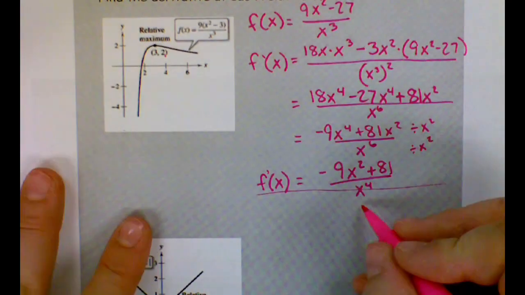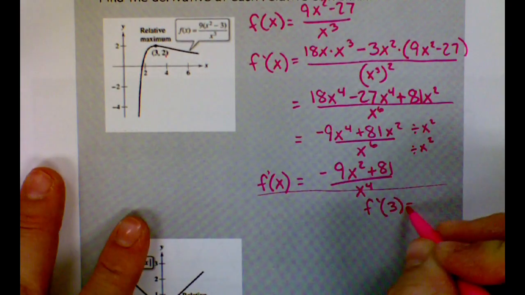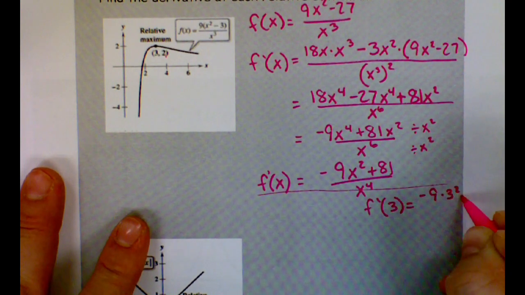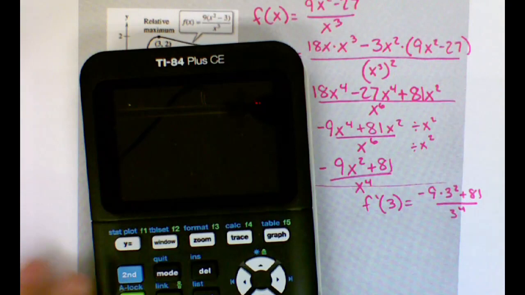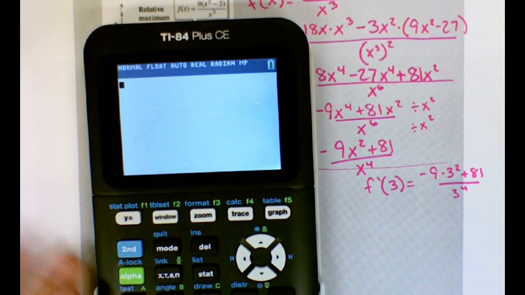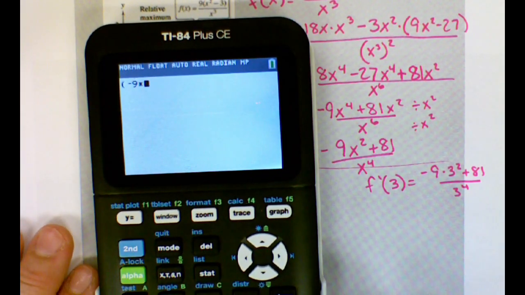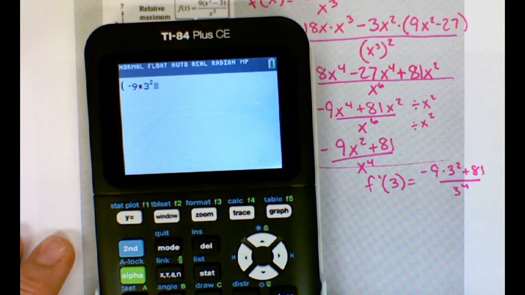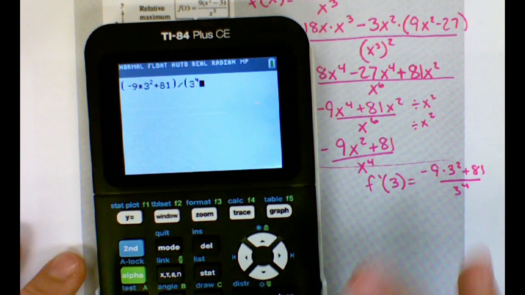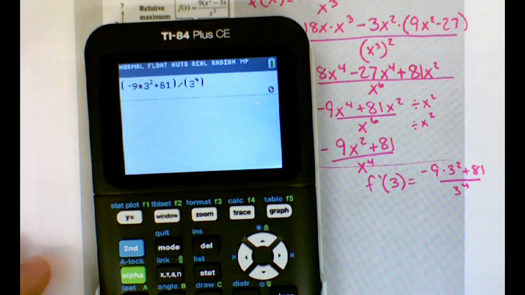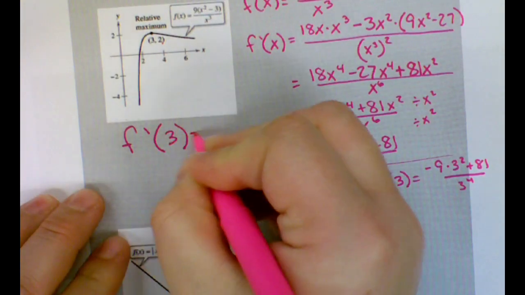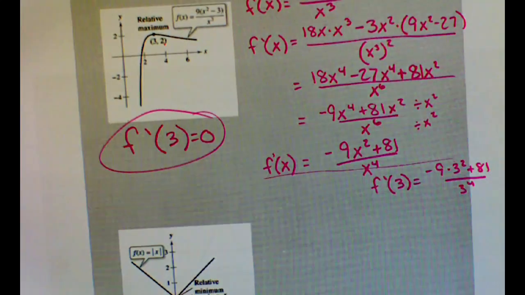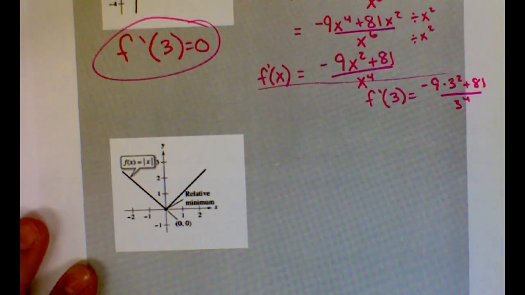So f prime of 3, negative 9 times 3 squared plus 81 over 3 to the 4th power. I don't feel like typing that stuff out or doing it in my head, so negative 9 times 3 squared plus 81 divided by 3 to the 4th power. I got 0. So f prime of 3 was 0. All right, let's look at the next one.